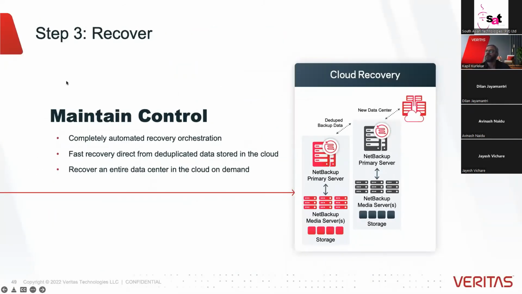Step 3 in the recovery is maintain control. Completely automate the recovery orchestration. Fast recovery directly from deduplicated data stored in the cloud. Recover an entire data center in the cloud on demand if that is something that you would want to do. Let's say there is a huge problem and you cannot recover it on premises in the location that you have. You can spin that off into the cloud of your choice.